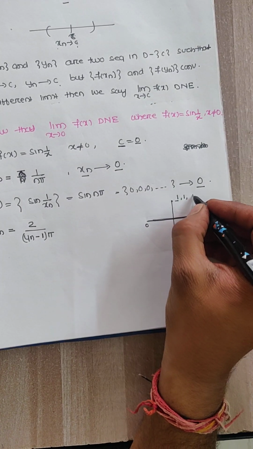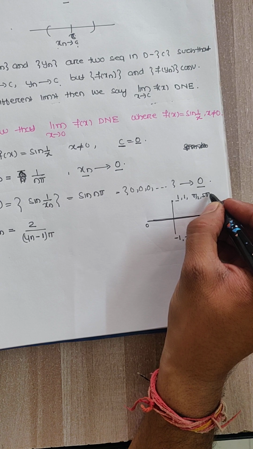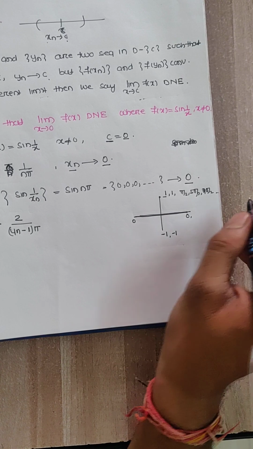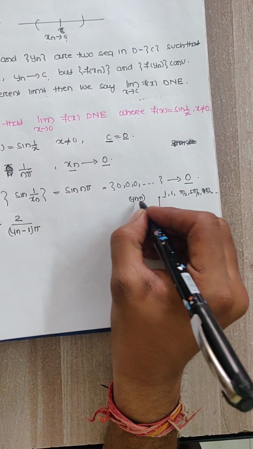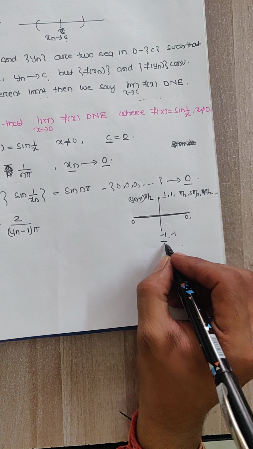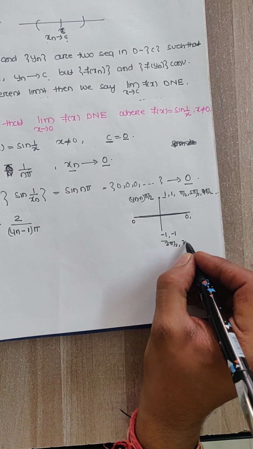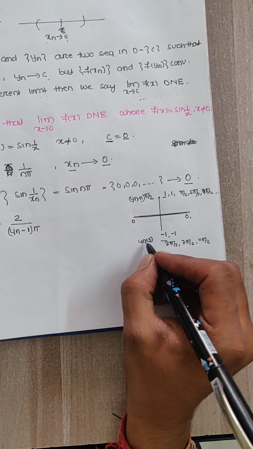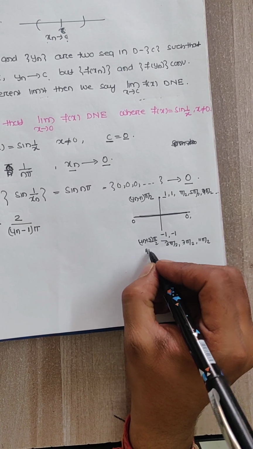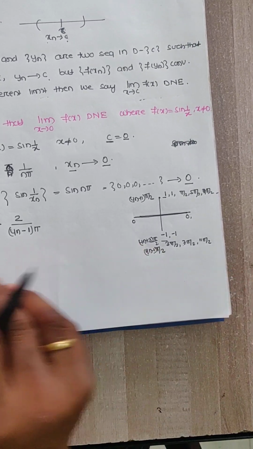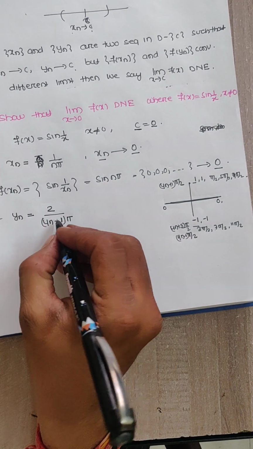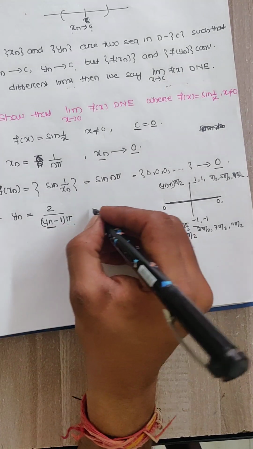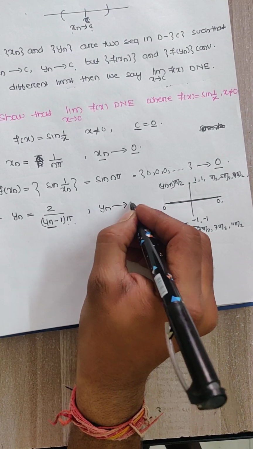So here we have pi by 2, 5 pi by 2, 9 pi by 2, and all of these are of the form (4n plus 1) pi by 2, and here we have 3 pi by 2, 7 pi by 2, 11 pi by 2, all of these are of the form (4n plus 3) pi by 2 or (4n minus 1) pi by 2. That's why I have taken yn equal to 2 by (4n minus 1) pi. No doubt, whenever n tends to infinity, yn converges to 0.